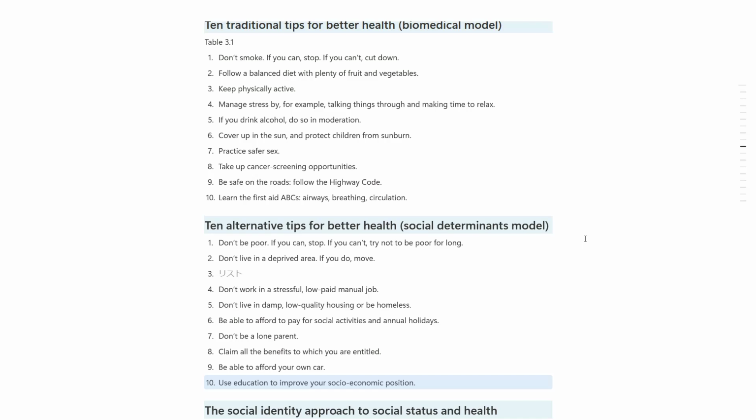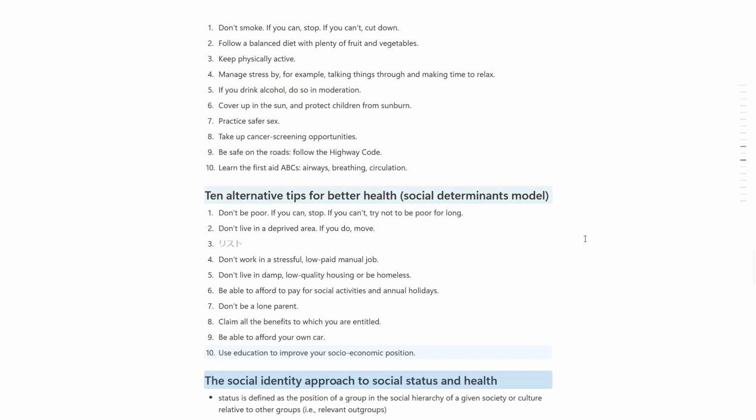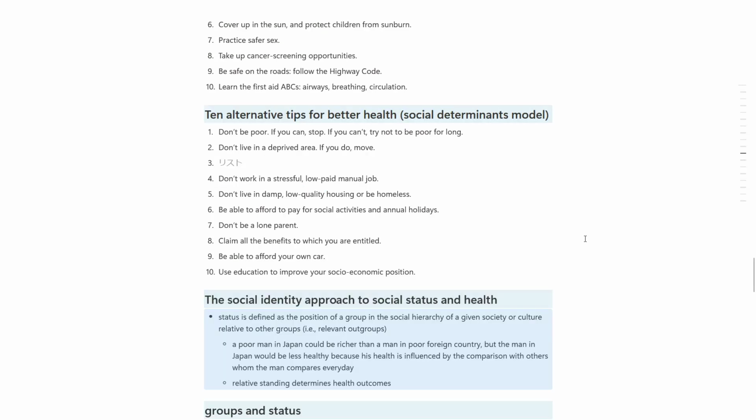All right, so those are some of the explanations of why social status is related to health. And now we turn to the social identity approach to social status and health. What kind of explanations can the social identity approach provide to explain why social status is related to our health? Status is defined as the position of a group in the social hierarchy of a given society or culture relative to other groups, that is, relevant outgroups.